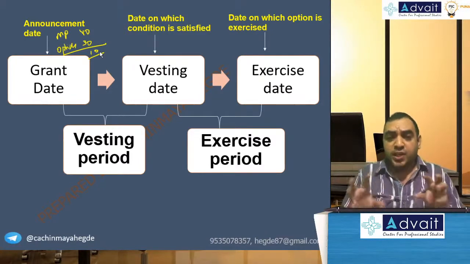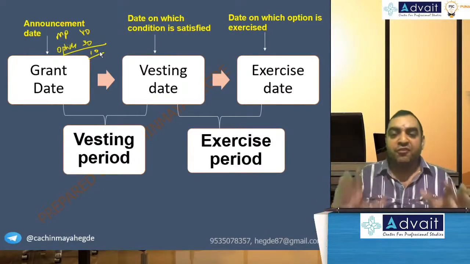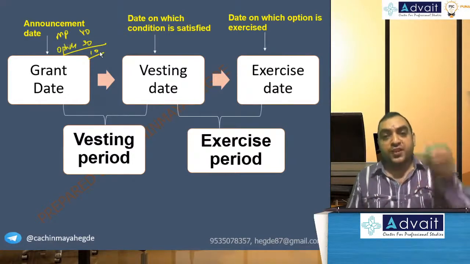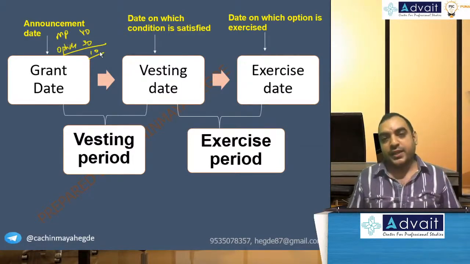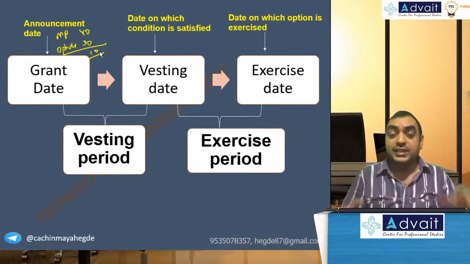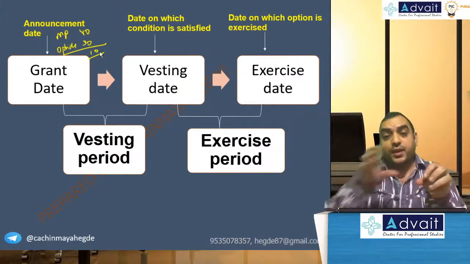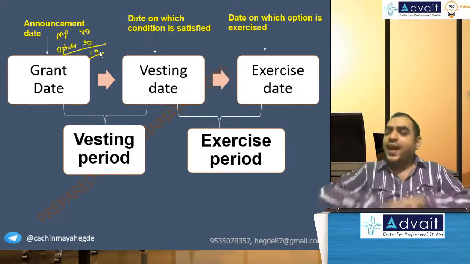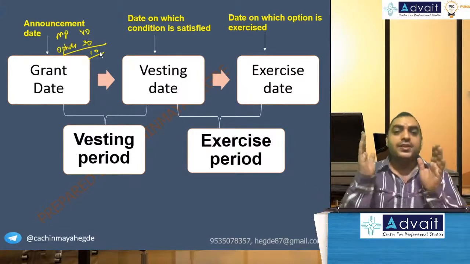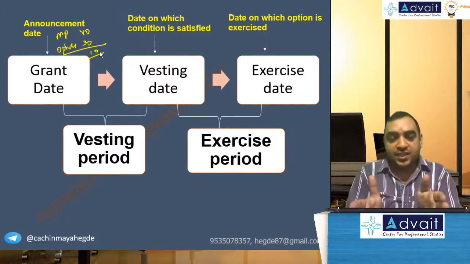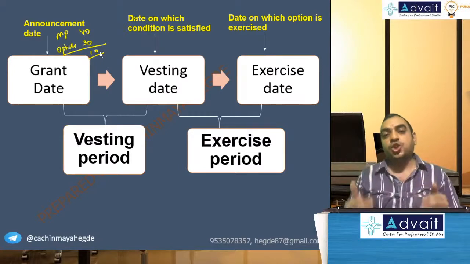So essentially, what is the difference between intrinsic value and fair value? Intrinsic value is the difference between market price and strike price. Fair value considers the market price and strike price, and also the present value of it, and many more other aspects.